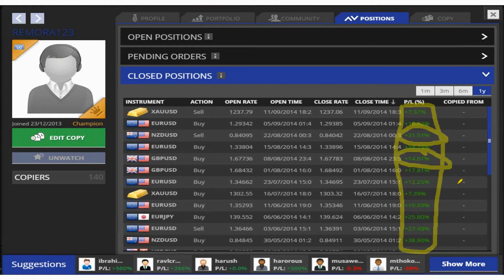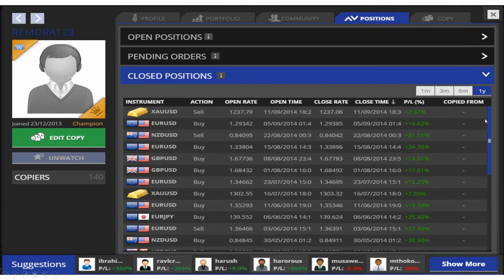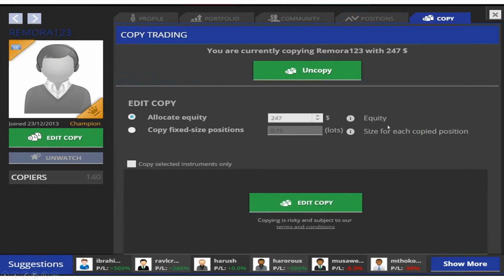I'll move on to the next slide, and then I'll show you the live platform. I'll erase the drawings for you and move on. Now, this is what I call your control. This is your window of allocating equity, allocating money. When I say equity, I mean money. So this particular trader, as you can see, I've copied him. I can edit the copy. I allocated $247. I'll highlight the area. As you can see, I allocated by dollar.